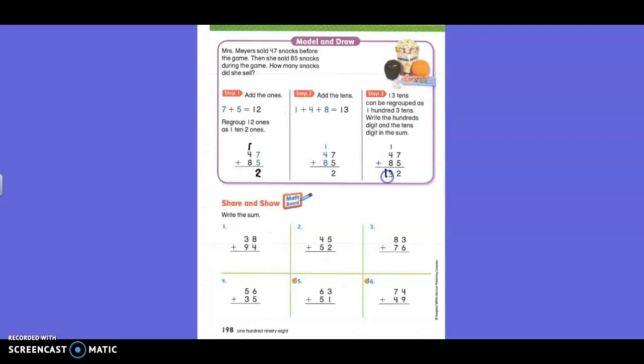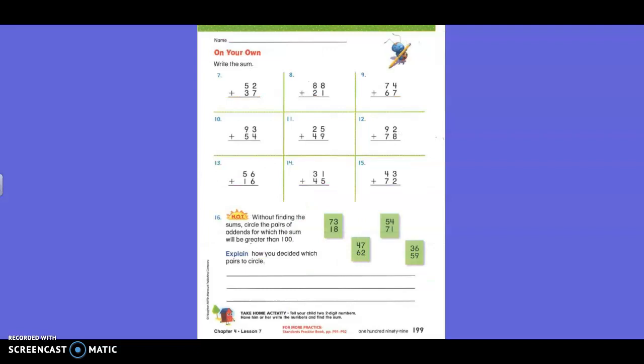Okay, now remember, we wouldn't regroup the 1 over here. We're just going to write 13. Okay? The only time you're regrouping and putting ones on top is if you have another number to put it on top of. If you don't have another number to put it on top of, you're basically putting it here and adding the 1 down the bottom. Okay? All right. So share and show.